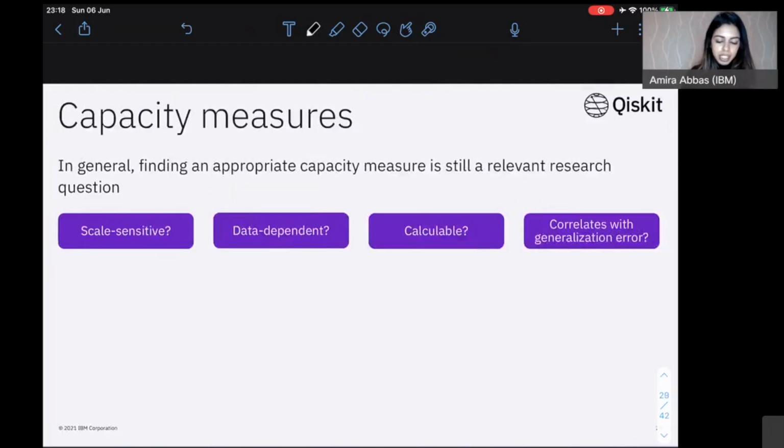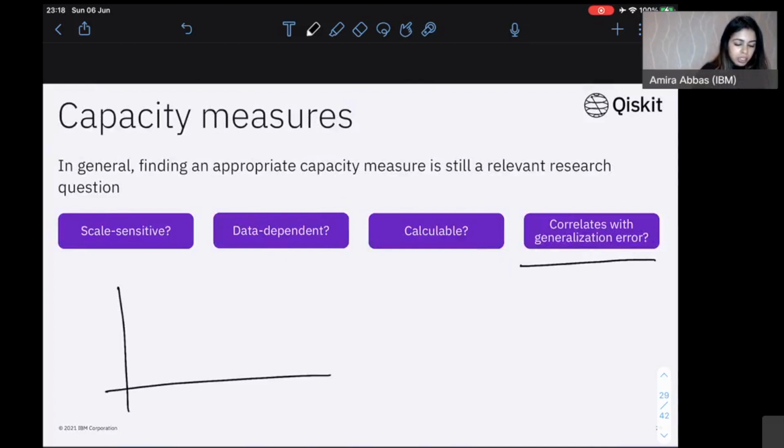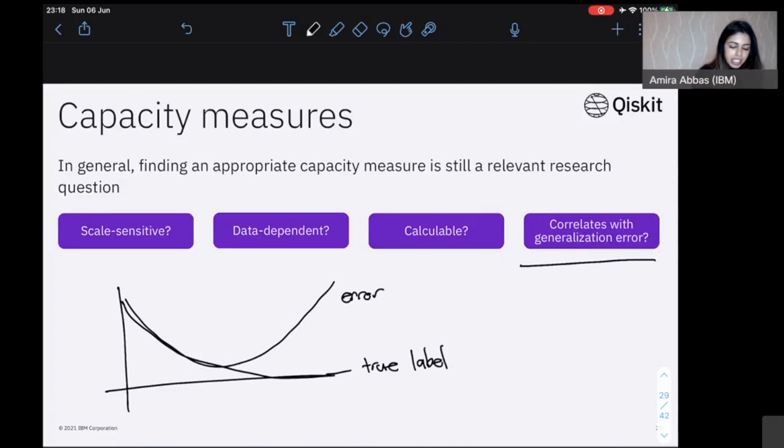And then lastly, does the capacity measure correlate with different generalization error behavior? As we saw in the experiment, for example, when we train on random labels, we see the generalization error go up again, whereas when we train on true labels, we see it plateauing or being level. And so we need a capacity measure that can correlate to both of these regimes, where we train on random labels and when we train on true labels. So finding a capacity measure that correlates well with this generalization error is really, really important.